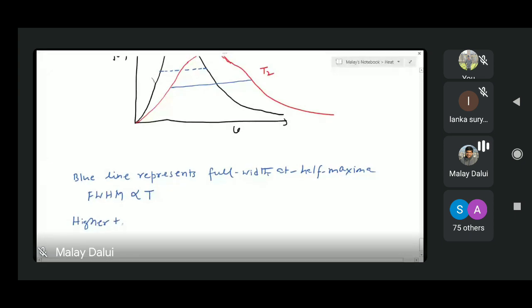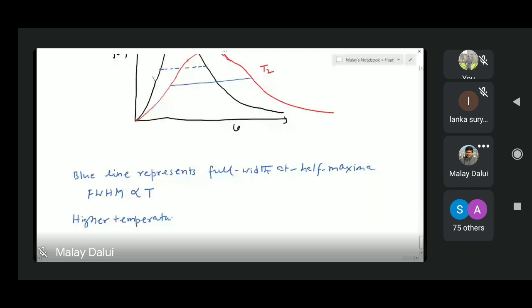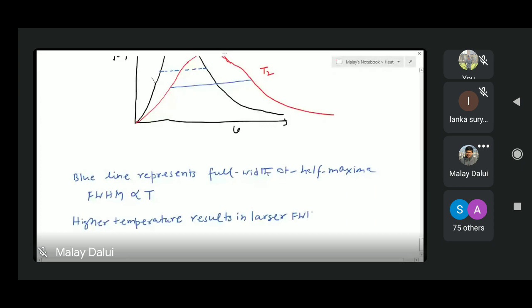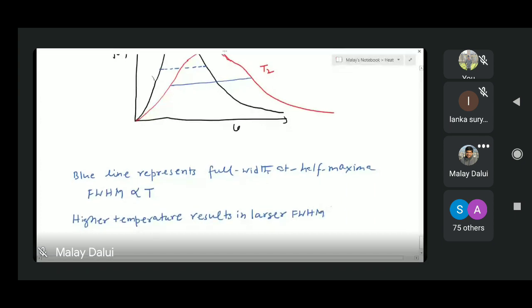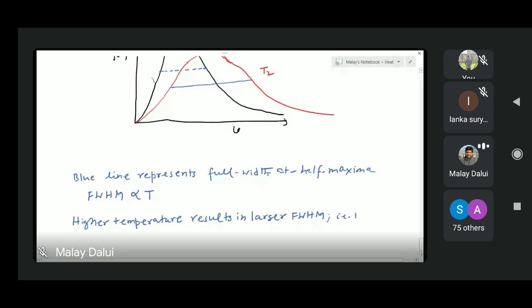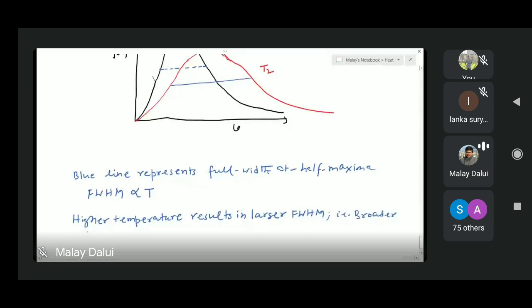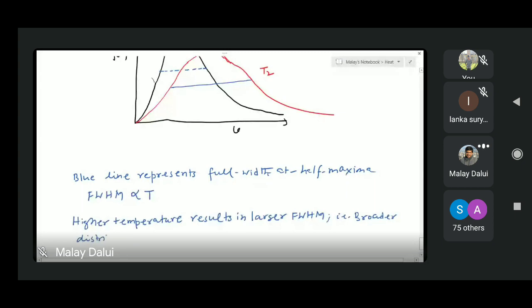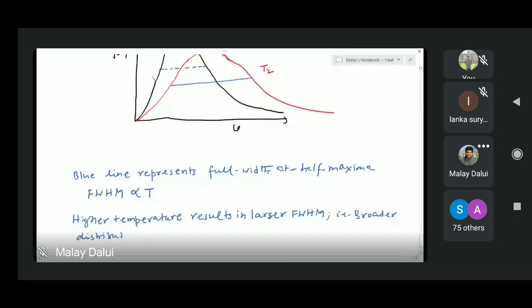Higher temperature results in larger width, that is, a broader distribution. And this is the kinetic interpretation of temperature, what we had just discussed.